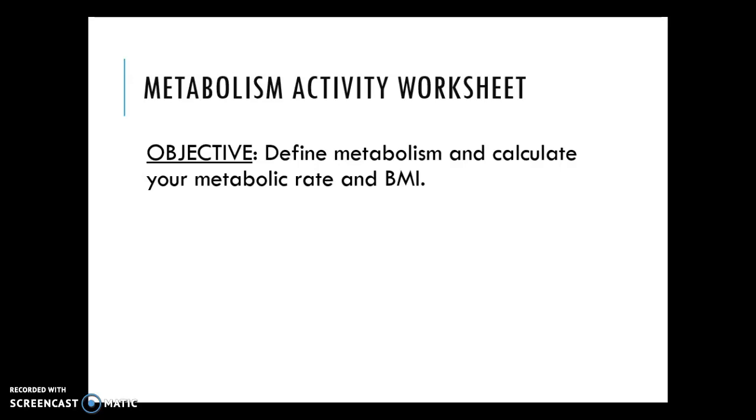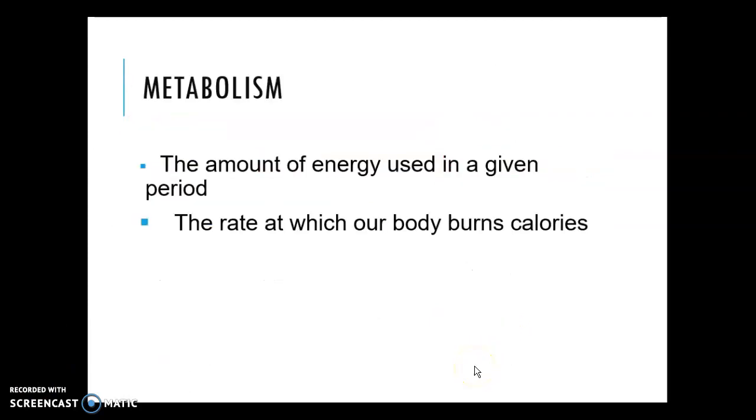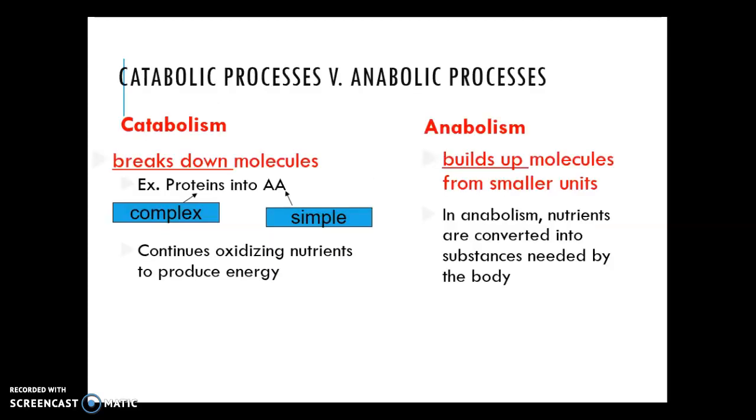All right, so we're going to talk about metabolism. First off, metabolism is the amount of energy used in a given time period, and so that's the rate at which our body burns calories. So you've maybe heard somebody say they have a slow metabolism or they have a fast metabolism. And usually we're just talking about that base or basal metabolic rate. How many calories are you burning right now just sitting there, breathing, thinking, maybe moving around just a little bit, but just those basic life functions. All right, and we are going to calculate that today.